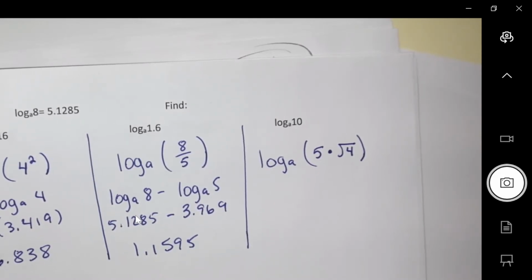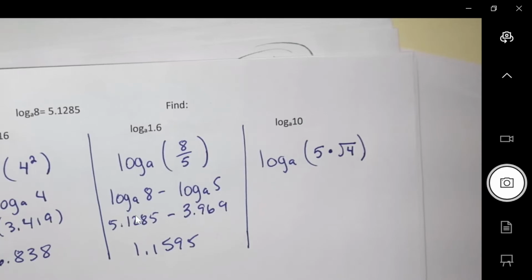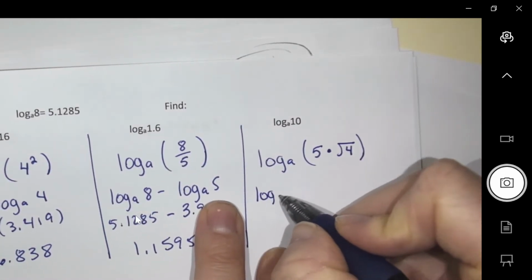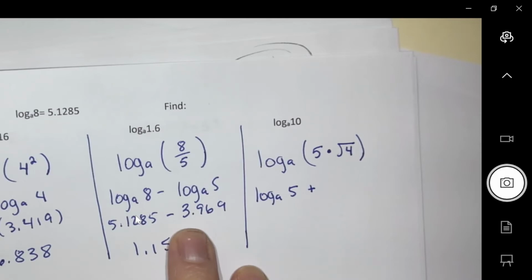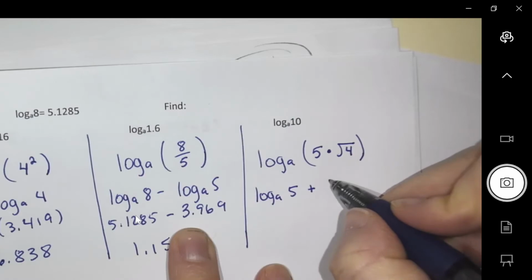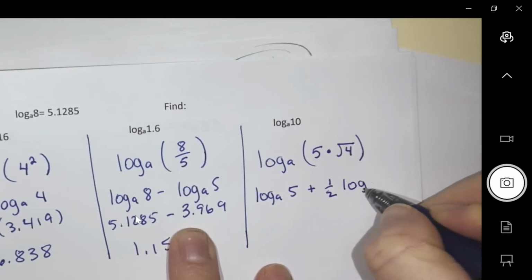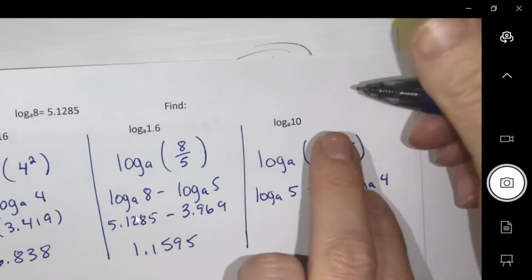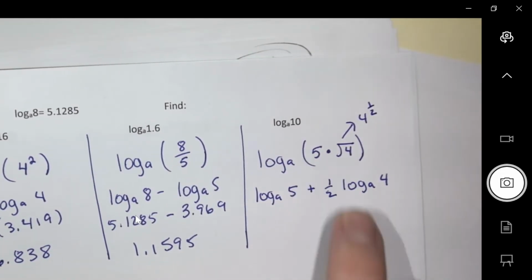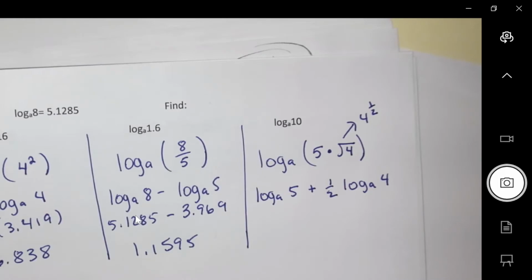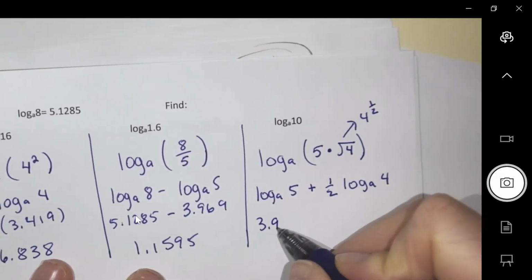Okay, does that work? Because I can use exponents. Is the square root of something an exponent? Yes. Okay, so I'm going to go like this. Log A5 plus, and then how do you change the square root of something? A half log A4, right? Because the square root is the same as writing something to the half. Okay, we got to get comfortable with that. You use that quite a bit. Okay, and then the final answer would just be placing the decimals in there.